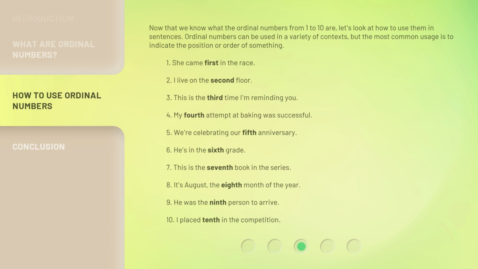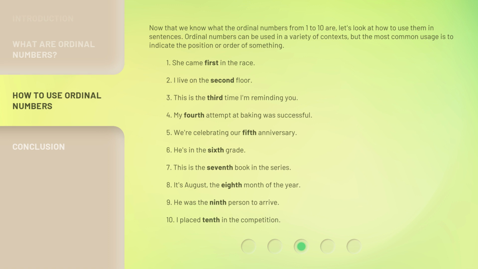Now that we know what the ordinal numbers from 1 to 10 are, let's look at how to use them in sentences. Ordinal numbers can be used in a variety of contexts, but the most common usage is to indicate the position or order of something. 1. She came first in the race. 2. I live on the second floor. 3. This is the third time I'm reminding you.